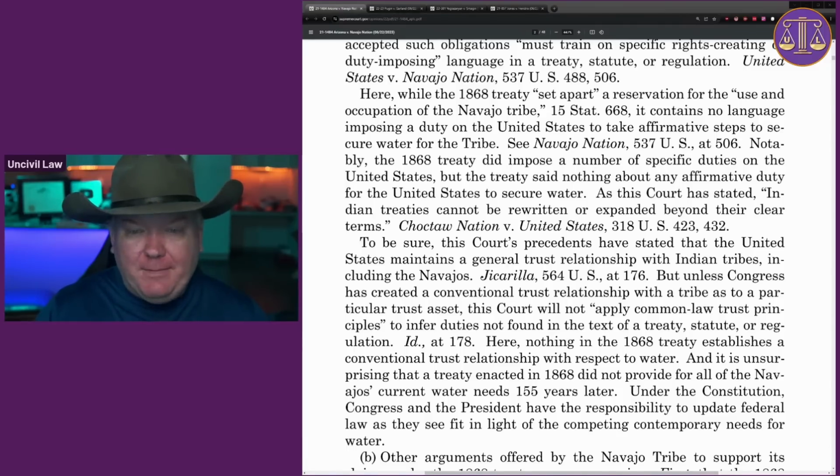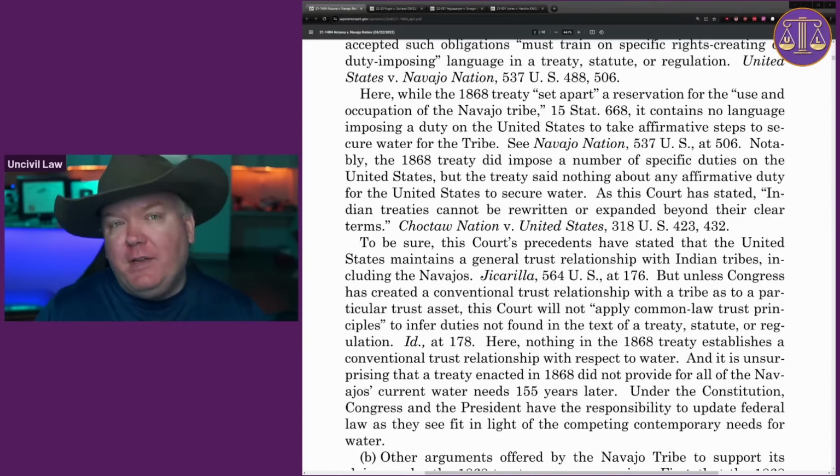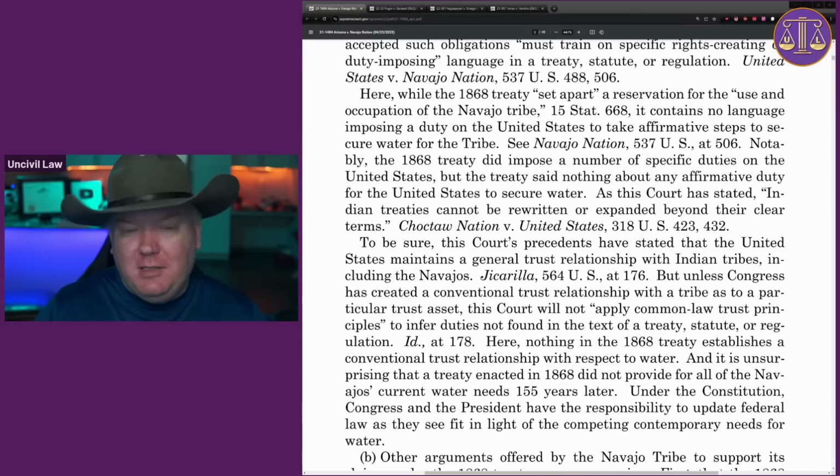It's your problem. Fine. Notably, the treaty did impose a number of specific duties on the United States, but the treaty said nothing about an affirmative duty for the United States to secure water. So sure, the treaty might contain other obligations, which, fair enough, but those obligations are defined by the agreement. In this case, the treaty. We look to the treaty and see what obligations it creates. Do you have some obligations? Yes. Is this one of them? No. All right, just because you have obligations to do other things doesn't mean you have obligations to do this thing. What obligations did you incur?